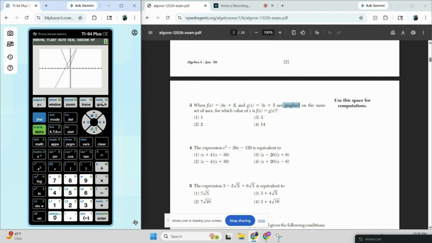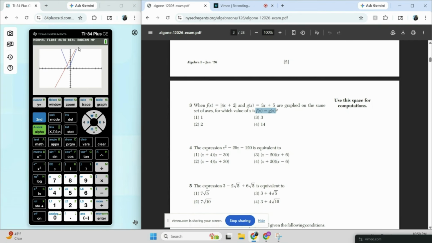I hit graph. Now again, if I'm taking the mindset of a student who may not understand this, I saw graph. I figured let's graph it. I may not understand what this is asking, but when I look at the graph intuitively, they cross. So maybe I'm asking where they cross. So I see they cross at -1, but that is not one of my choices. Do they cross at regular 1, positive 1? No. Do they cross at 2? No.